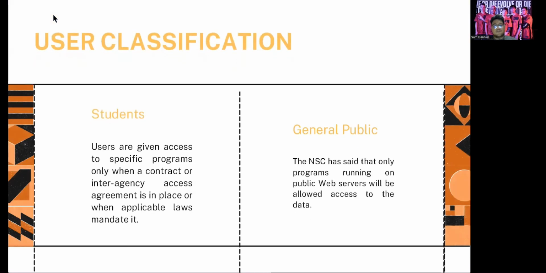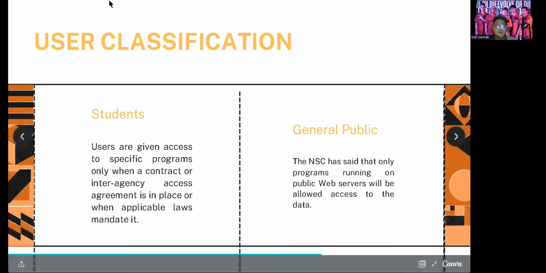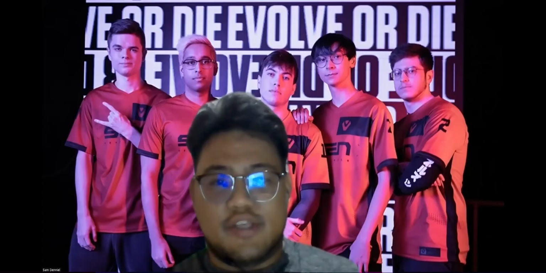Last slide. This is for students and the general public. First up are students. Users are given access to specific programs only when a contract or interagency access agreement is in place or when applicable laws mandate it. Lastly, the general public. The NEC has said that only programs running on public web servers will be allowed access to the data. Thank you, sir. That would be all. And have a good day, sir.